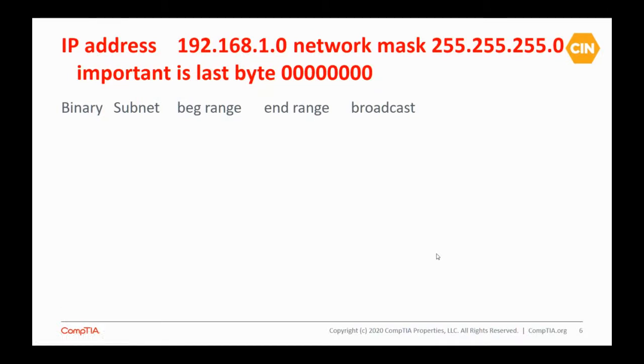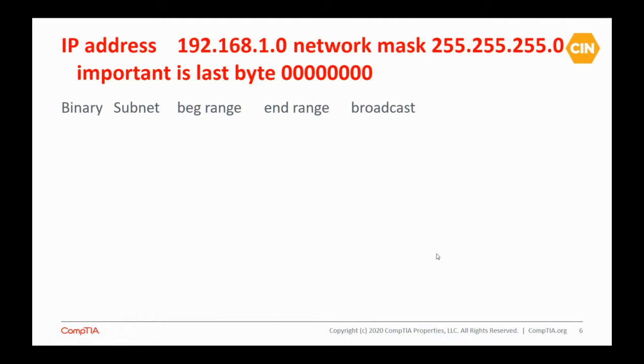So now we're going to build this table here, and that's what I'm setting up here. So our IP address is 192.168.1.0. Our subnet mask for the network, so our network mask, is 255.255.255.0. Our subnet mask for each of the subnets is going to be 255.255.255.240.